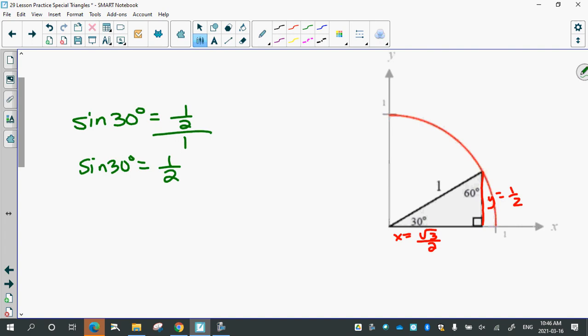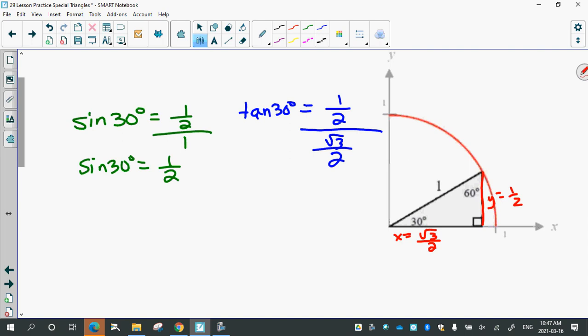Okay, let's try cotangent. No, let's try tangent actually. So tangent of 30 degrees is the y value, which is a half, divided by the x value, which is root 3 over 2. The y value divided by the x value.